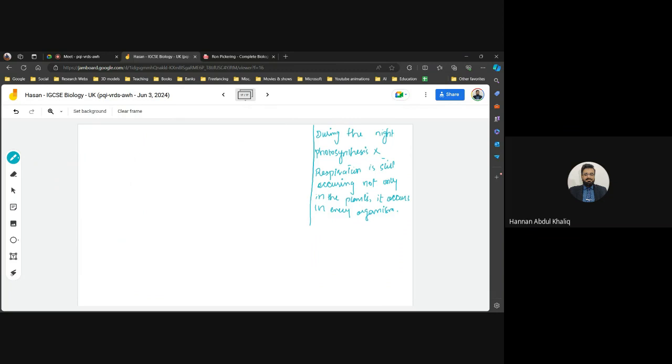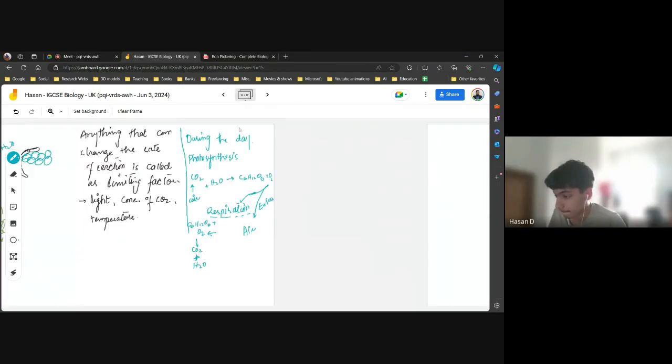So, what is happening in the night? In the night, your body is using the glucose and utilizing the oxygen, releasing the carbon dioxide and water, and this carbon dioxide is entering back into the air. So during the night, the carbon dioxide is released into the air. Is that clear?